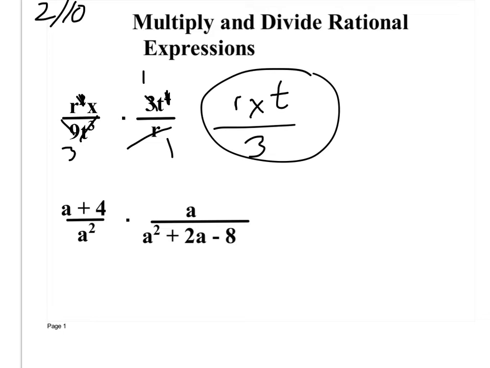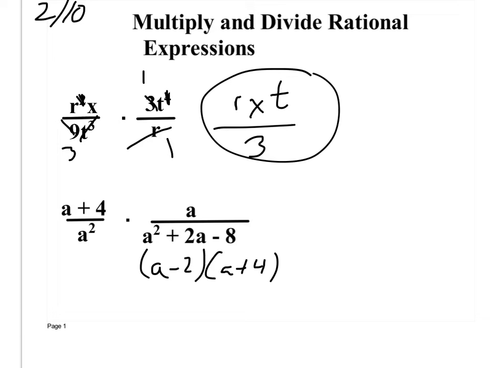Alright, let's do a plus 4 over a squared times a over a squared plus 2a minus 8. Here's the first thing you gotta do. You gotta factor a squared plus 2a minus 8. What would multiply to give you negative 8 and add to give you positive 2? Negative 4 and 2. A minus 2, a plus 4. Gotta be positive 4 because it would add to give you positive and multiply to give you negative. So your bigger number's gotta be positive.